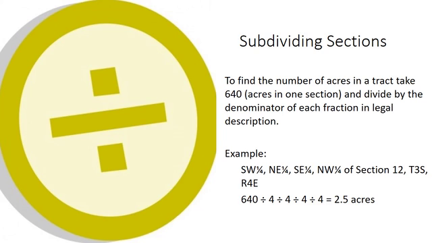Subdividing sections. To find the number of acres in a tract, take 640 acres, that's the acres in one section, and divide by the denominator of each fraction in the legal description. And they give you the example: the southwest 1/4 of the northeast 1/4 of the southeast 1/4 of the northwest 1/4 of section 12, township 3 south, range 4 east. They want to know how many acres are in the legal description. All you have to do, 640, you have to remember that, 640, and you're going to divide it by the denominator in each one of those. So 640 divided by 4, divided by 4, divided by 4, divided by 4. There's 2.5 acres in that legal description.